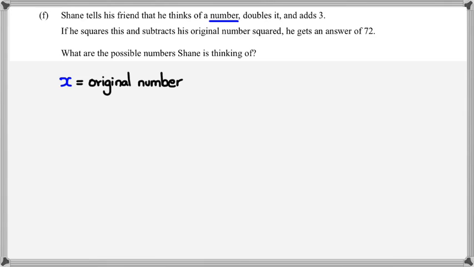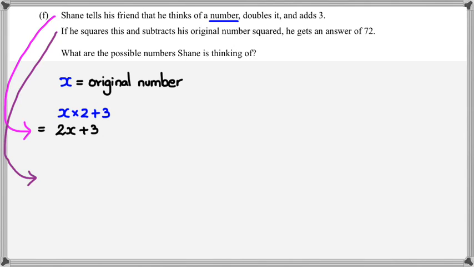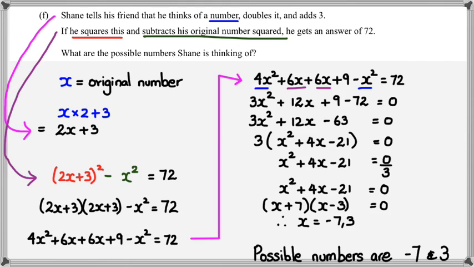So what does he do to the original number? He doubles it, so x times 2, and then he adds 3. So this could be written as 2x plus 3. Now the second line says if he squares this, so he's squaring 2x plus 3, squared, and subtracts, we're going to put a minus, his original number squared. Now his original number was x, so x squared. He gets an answer of 72. And now we have actually set up our equation, because our equation is 2x plus 3 squared.